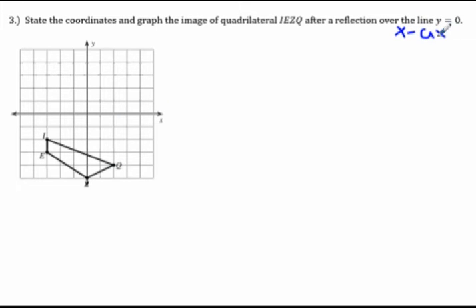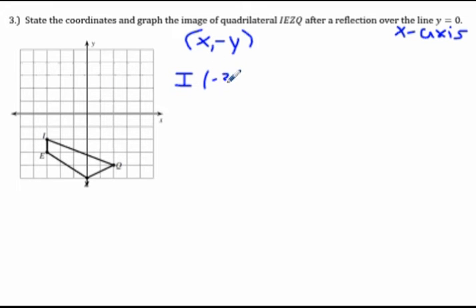So if you have your rules memorized, you need to think about the rule for reflecting over the x-axis, which is keeping the x the same and negating the y. So it says to state the coordinates and graph the image. So first let's get the points from the graph. So let's see, -3, -2.